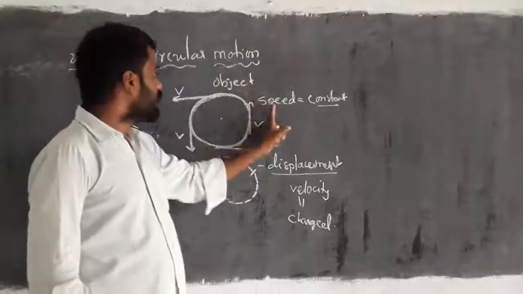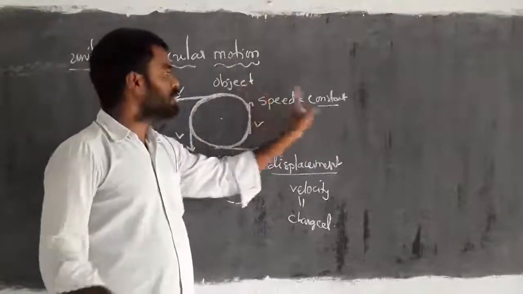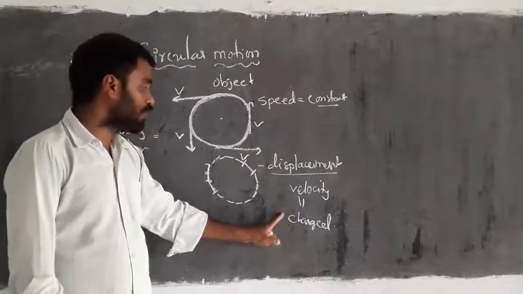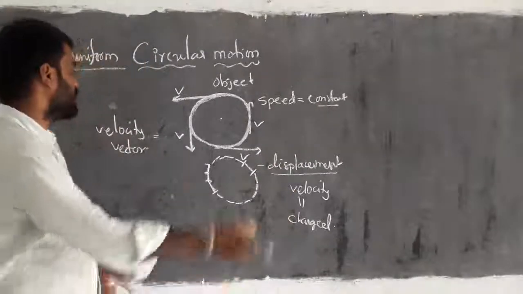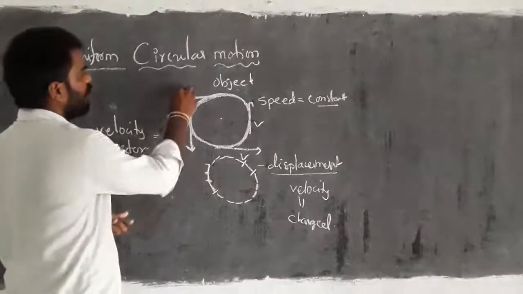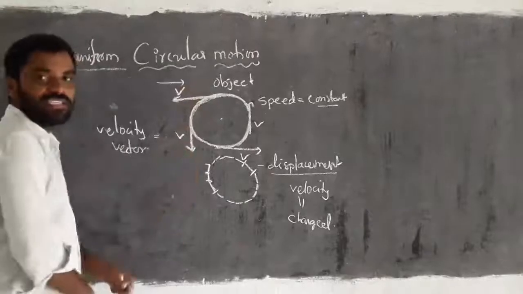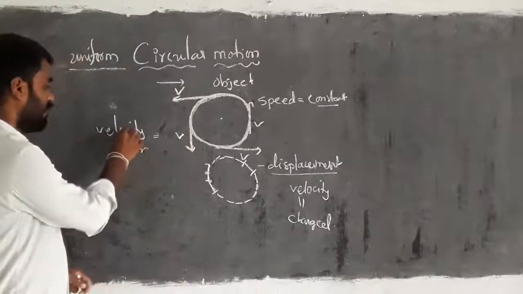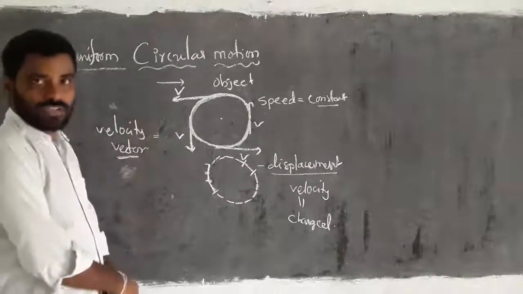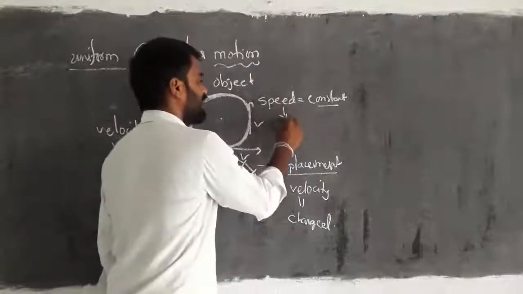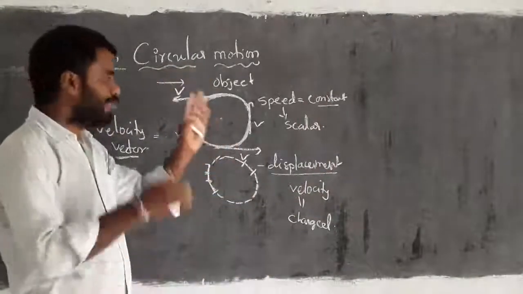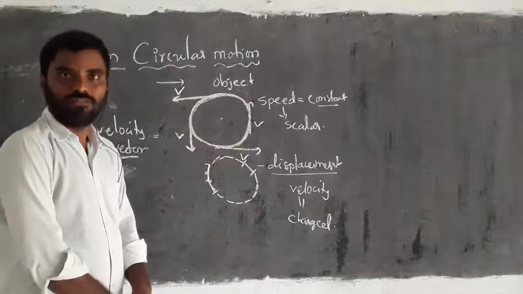Moreover, in that the speed of the particular object is constant, but velocity is changed. Whatever the velocities are changed, that simply we express with velocity vectors like this. Here the arrow indicates direction. Moreover, velocity is always a vector quantity, but speed is a scalar quantity, as we already discussed in the earlier class. Right? Have you got clarity?